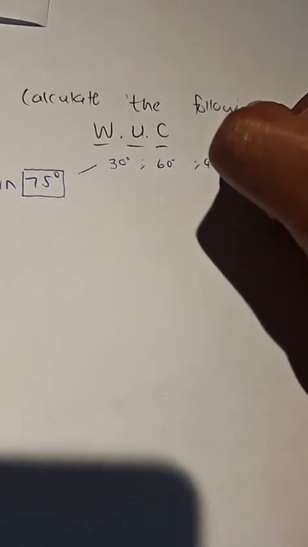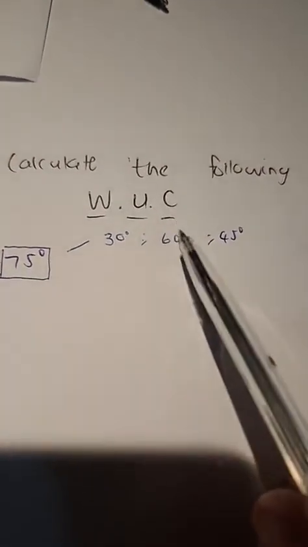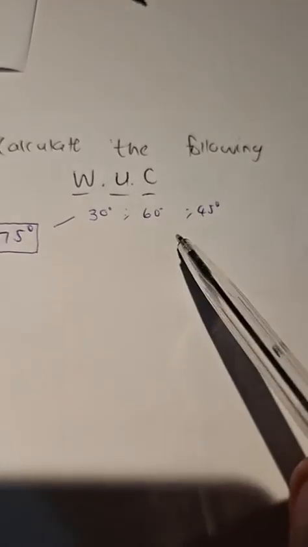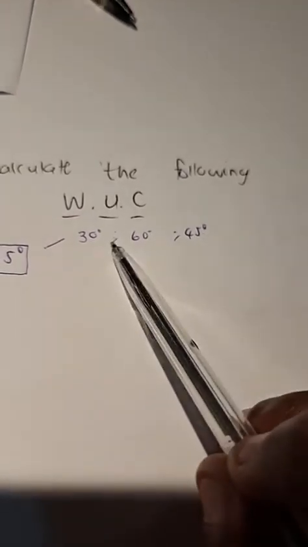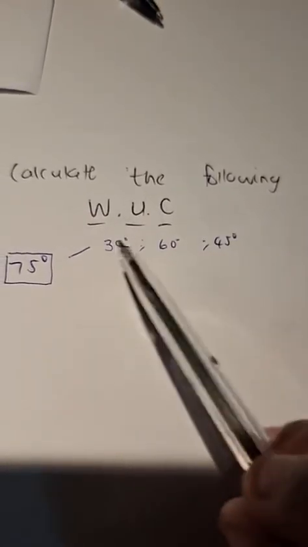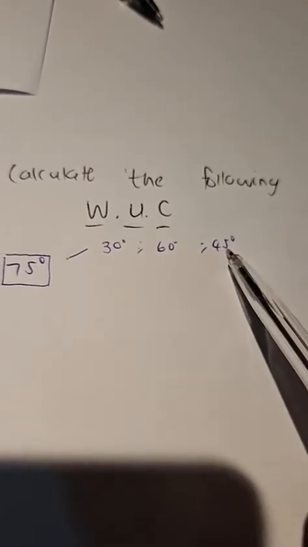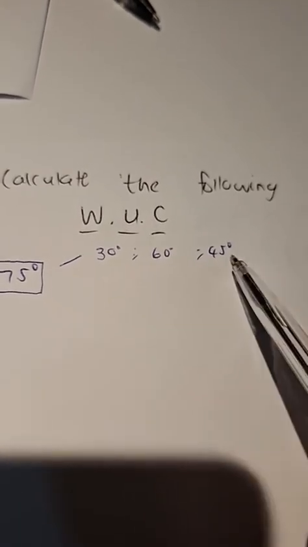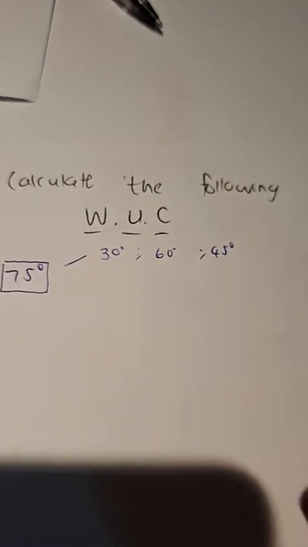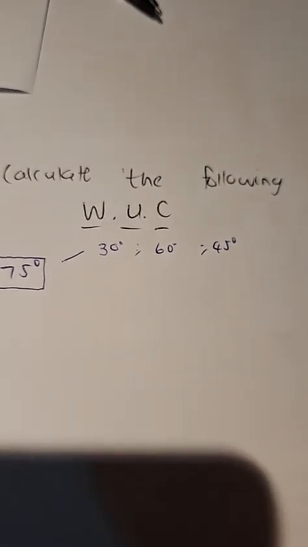So what we do, guys, is we look at this 75 degrees in light of some of these beautiful special angles we learned. There's 30 degrees, there's 60, there's 45 degrees. I want you to play around with these: 30, 45, 60. You can play around with them. For instance, you can add 60 and 45, you get 105. You can subtract 60 minus 45, you get 15, and so forth.